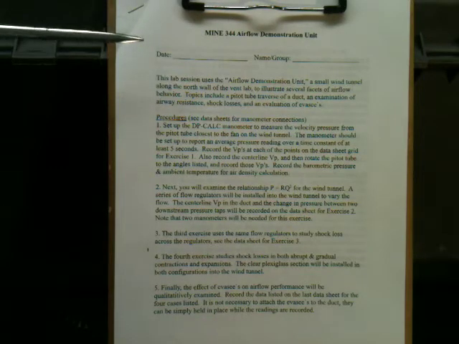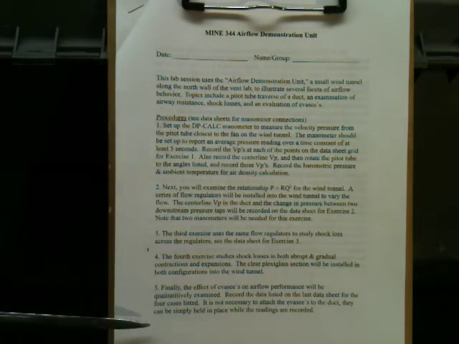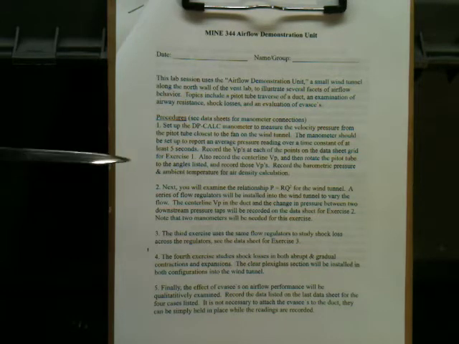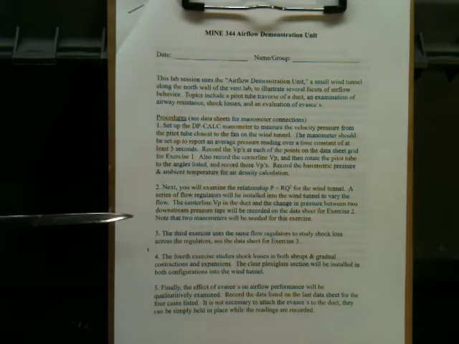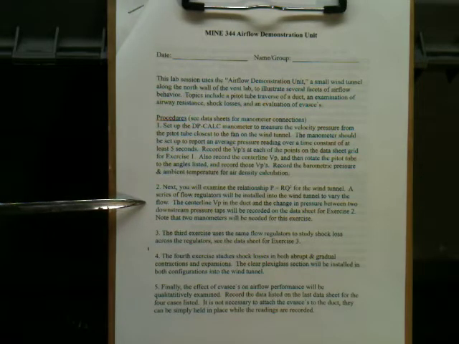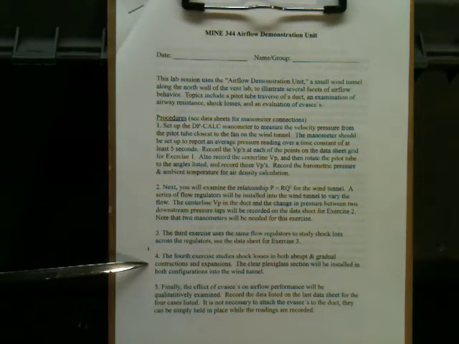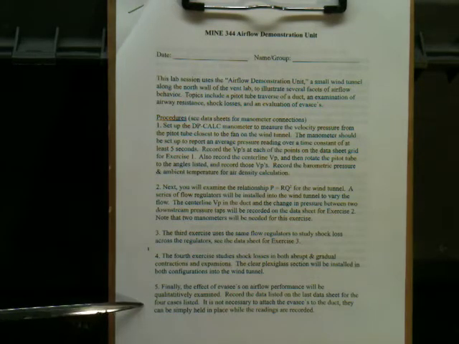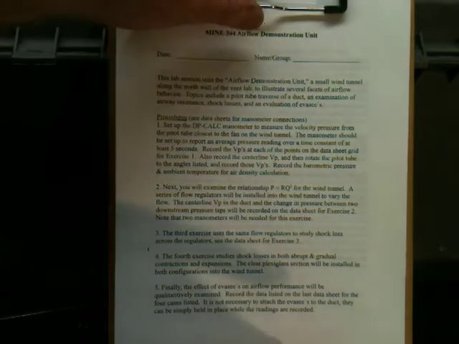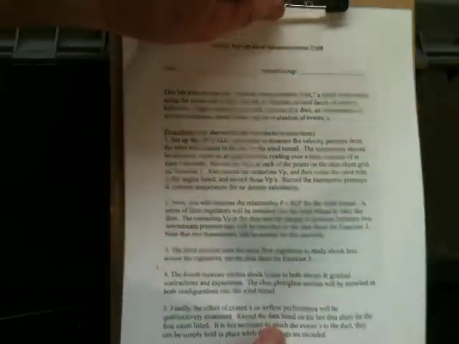So here's the first page of the data sheet, and this talks about the procedures. Again, there are 5 separate exercises that we will perform, as we briefly talked about when we did the tour of the wind tunnel. We have the 48-point pitot tube traverse. We have the P equals RQ squared investigation with the flow regulators. We have the shock loss with the flow regulators. Then we have the expansion contraction duct. And then finally, we look at the effect of évasés on airway performance.